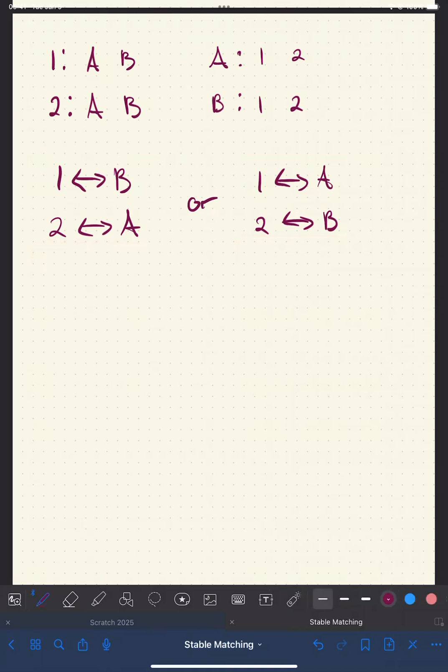So I'm assuming you paused, and what we're going to look at here is there's something a little bit worse about this one. There's some sort of instability here. And the idea is A prefers to be with 1, and 1 prefers to be with A, right? So A's top choice is 1, so it would prefer to go with 1. And 1's top choice is A, so it would prefer to go with A. So they both have incentive to just switch their partners, and 2 and B are just kind of left partnerless, which is a big problem.